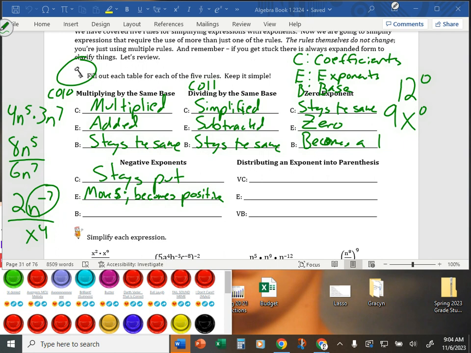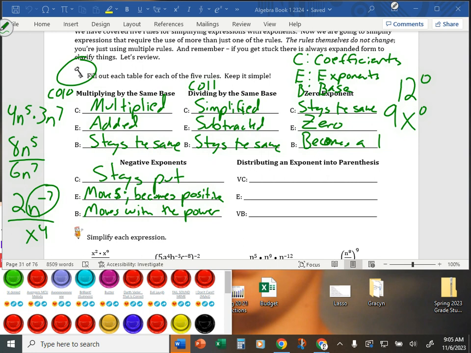It moves to the other side with the power. Wait, what does the E do? It moves with the power. The exponent moves and becomes positive, right? That n to the negative 7, that negative 7 gets moved to the other part of the fraction and becomes positive 7. The base of n goes with it. A negative exponent simply means the base is not in the right part of the fraction, so we move it.